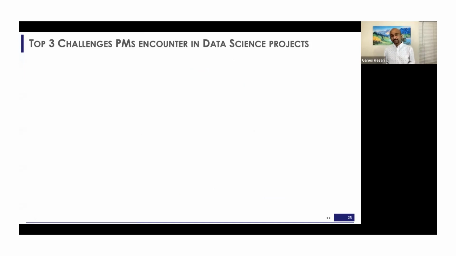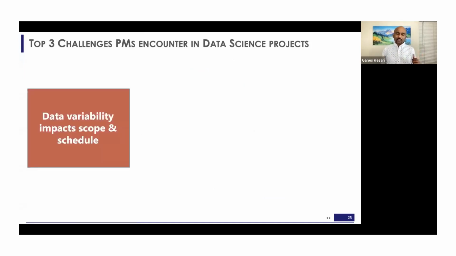Three challenges, very related. Number one, there is a lot of variability to scope and schedule based on data. In data science projects, data drives the scope and schedule. For example, in one of the engagements we were working on, the client said that we have pretty much all the data, it's in good shape, the quality is great, and we have the availability. And this is a common response we get in many projects.